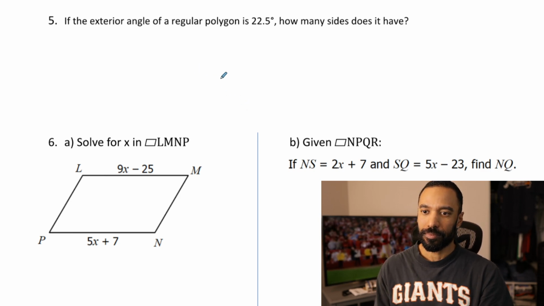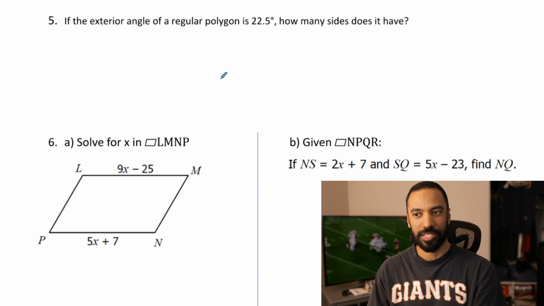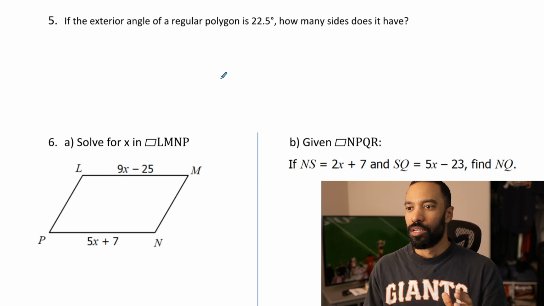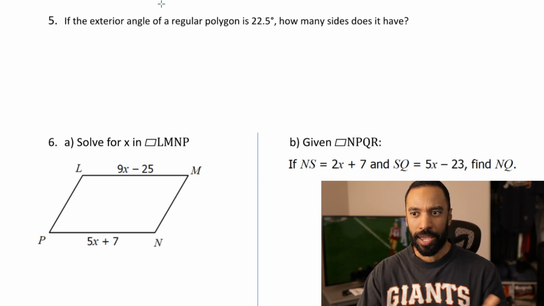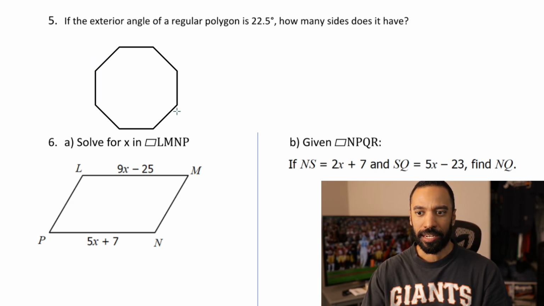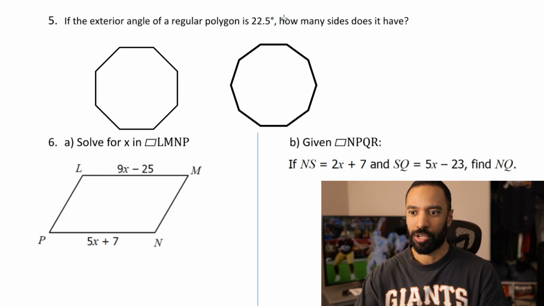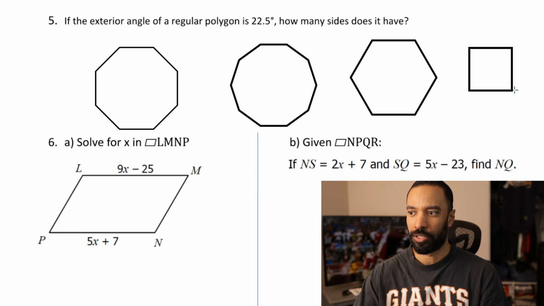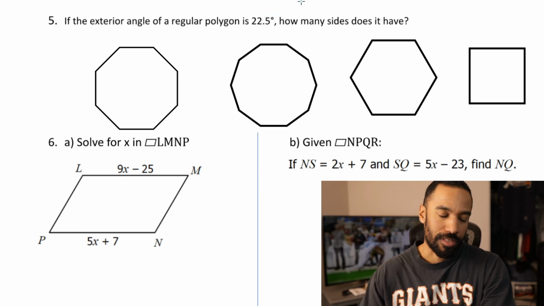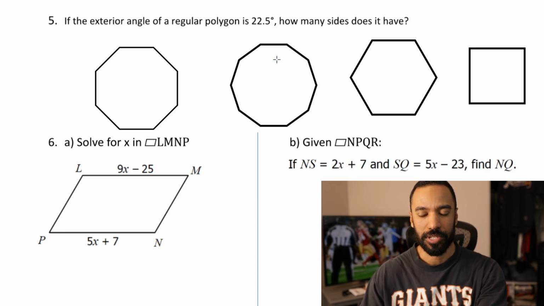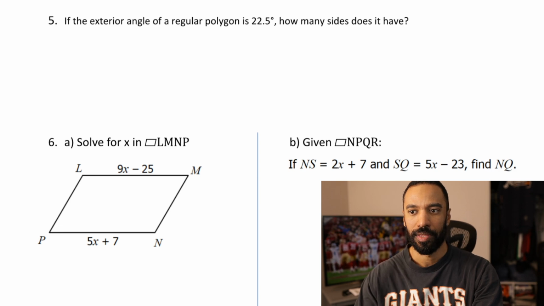All right. If the exterior angle of a regular polygon is 22.5 degrees, how many sides does it have? So a regular polygon, I did one with the octagon, right? Just as another way of drawing it again. This is a regular octagon. This is a regular decagon. This is a regular hexagon and a regular quadrilateral even. All sides equiangular, or the polygon is equiangular and equilateral. All sides congruent, all angles congruent. So they're talking about another one that has something like this.